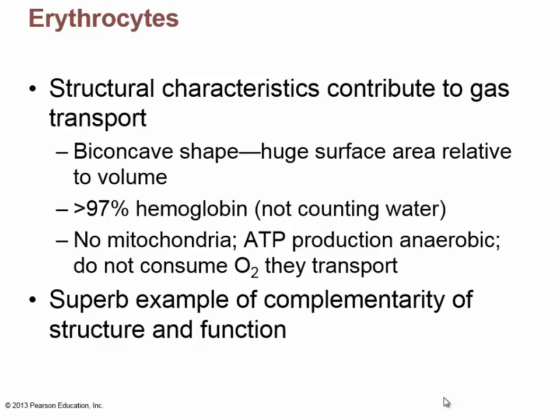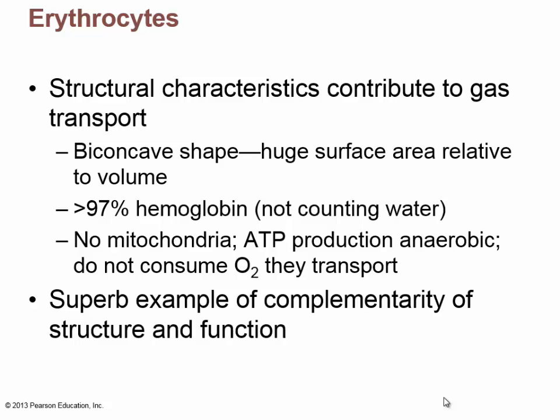Now, the structural characteristics: the biconcave shape gives it a huge surface area, so it can pick up lots of oxygen and drop off lots of carbon dioxide. It has lots of hemoglobin. 97% of that red blood cell is hemoglobin, not counting the water inside of it. There are also no mitochondria, which are known for making ATP. So all the ATP that this red blood cell makes is anaerobic. It goes through glycolysis. It can take sugar and make ATP quickly, and doesn't make lots of it, but that's all right.